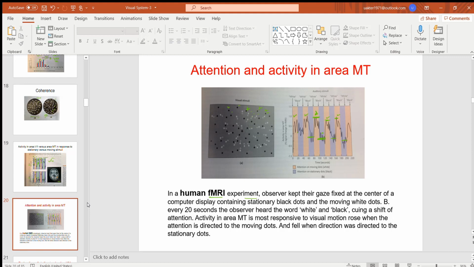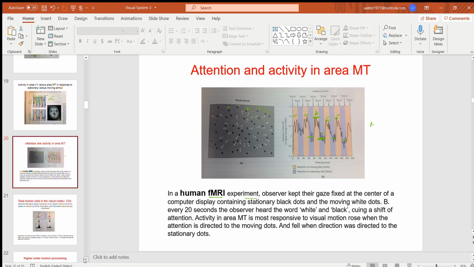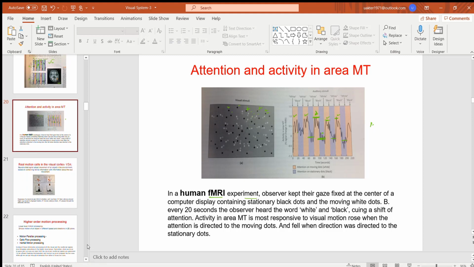That again tells you one thing, number one, the MT neurons are sensitive to motion, but not only motion, but the attention that is being paid to the motion. So attention related motion sensitivity. Make sense? Higher order visual function, because it is not simple motion but attention related motion. So that's how the experiments are done.